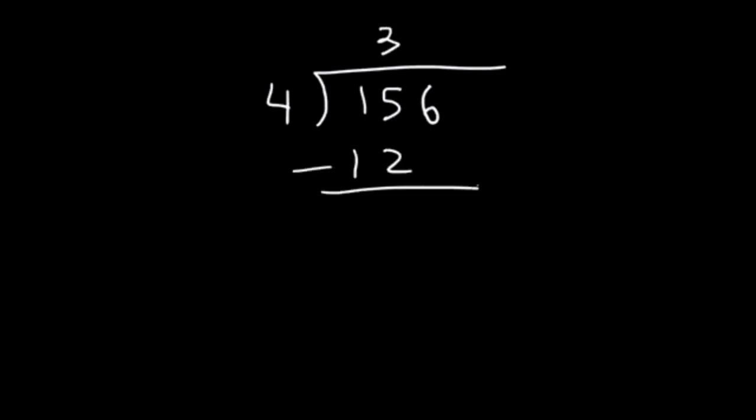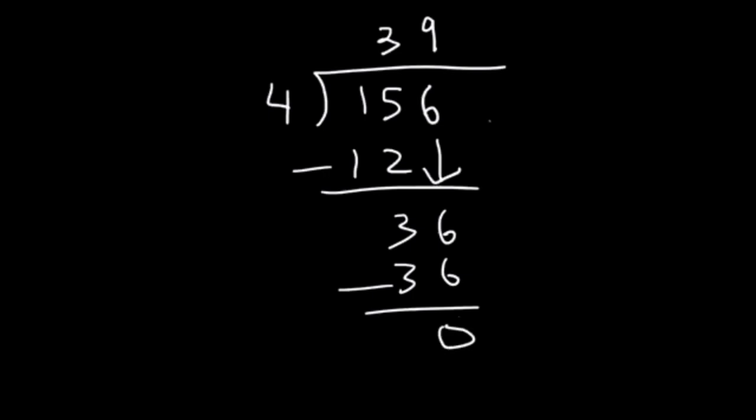Now you can confirm it using long division. 4 goes into 15 3 times. 4 times 3 is 12. 15 minus 12 is 3. Bring down the 6. 4 goes into 36 9 times. And so the remainder is 0. So 156 divided by 4 is 39. Now let's work on some more practice examples.